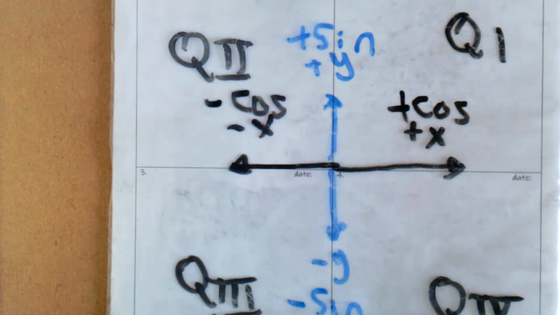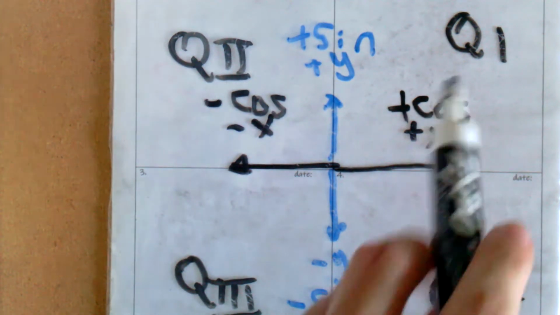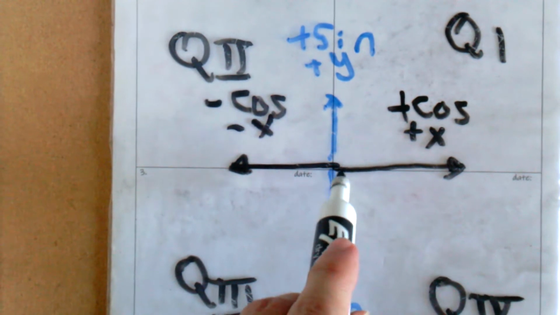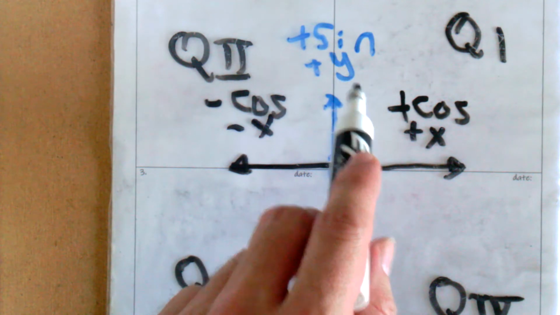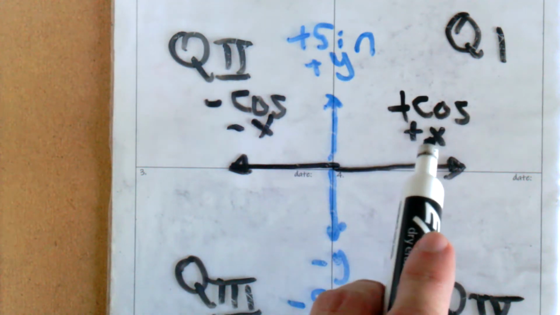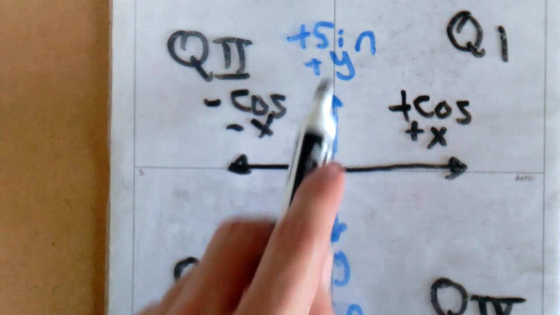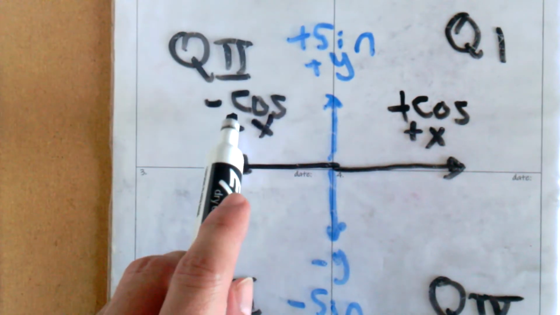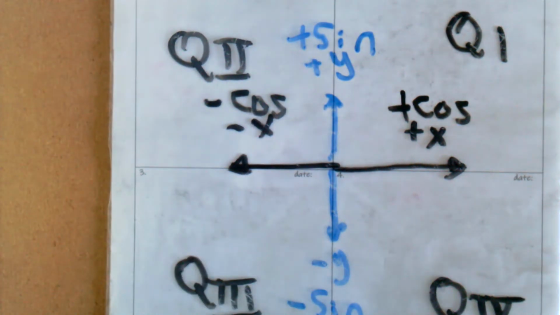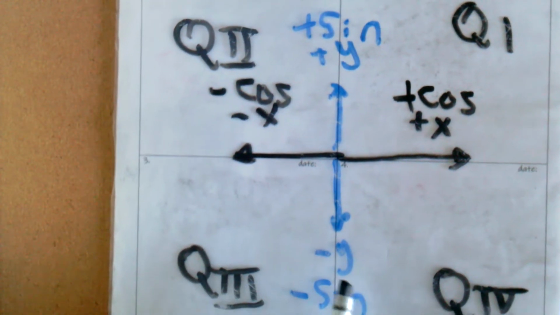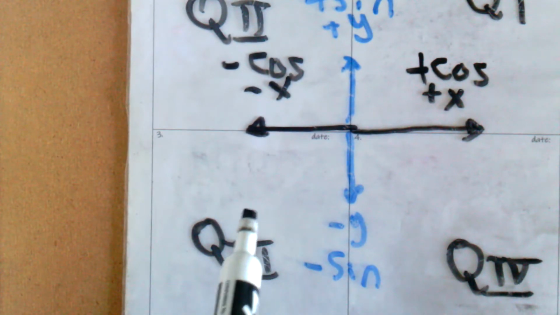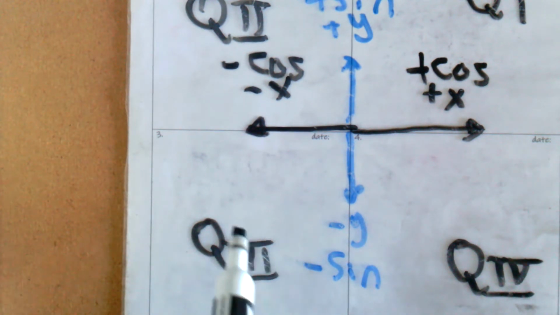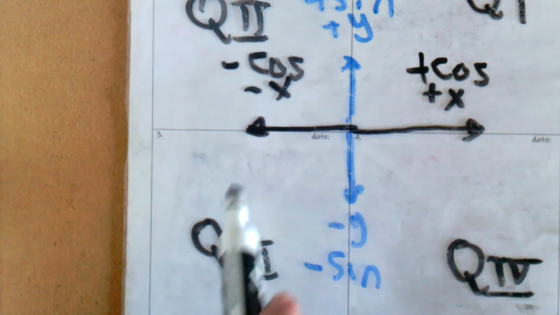Okay, now let's just take a look at each quadrant individually and figure out the signs of sine and cosine. So in quadrant 1, in order to get to quadrant 1, we need to go to the right and up. That means in quadrant 1, cosine is positive and sine is positive. They're both positive in quadrant 1. In quadrant 2, we need to go to the left and up. That means in quadrant 2, cosine is negative and sine is positive. In quadrant 3, in order to get to quadrant 3, we need to go to the left and down. That means in quadrant 3, cosine is negative and sine is negative. So in quadrant 3, both cosine and sine are negative.